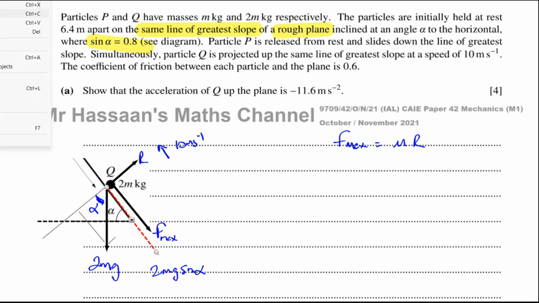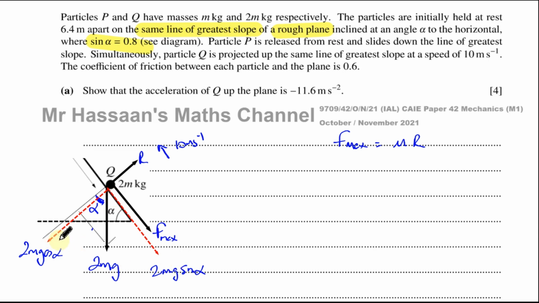If we want to resolve the forces in the direction going into the angle, I'm going to take this force, the weight, and resolve it into the angle. If I resolve it in this direction, I'm going through the angle, and it's like I'm finding the adjacent side. This is the opposite, this is adjacent, so I'm going to use cosine. So this will be 2mg times cosine alpha. So I resolve the forces parallel and perpendicular to the plane.